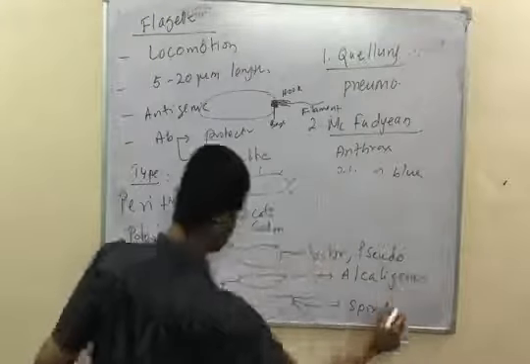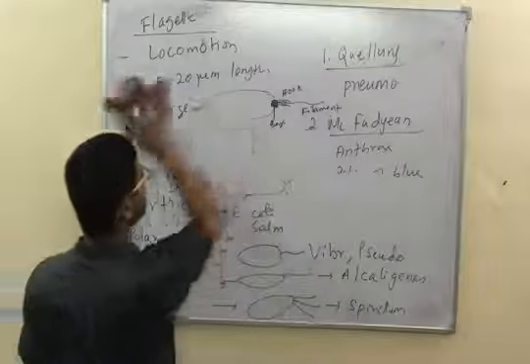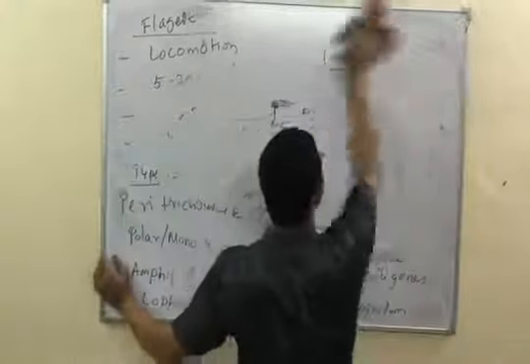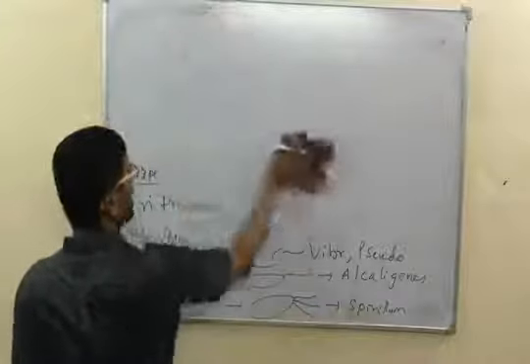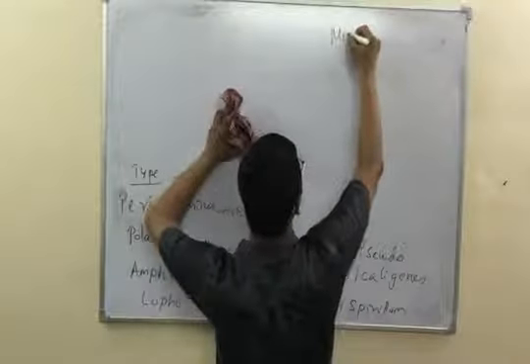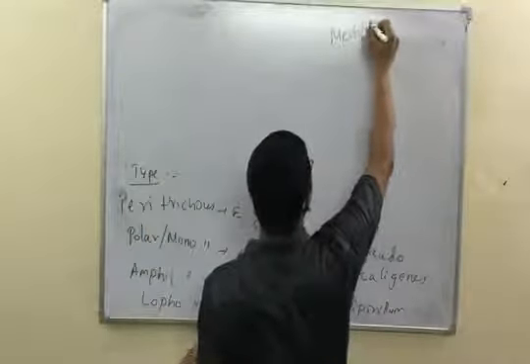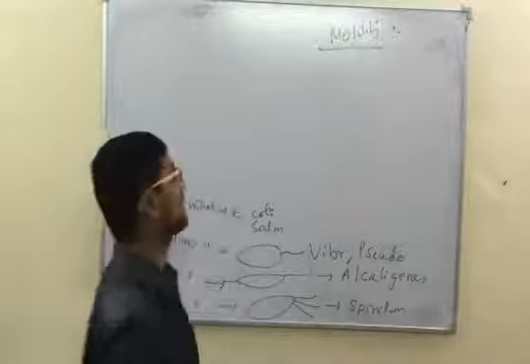Alkaligenous. Okay, so like that there are various arrangements of flagella. Next is, what are the various types of motility? As I told you, flagella is the means of motility of the bacteria. So what are the various bacterial motilities that can be asked in the exam?